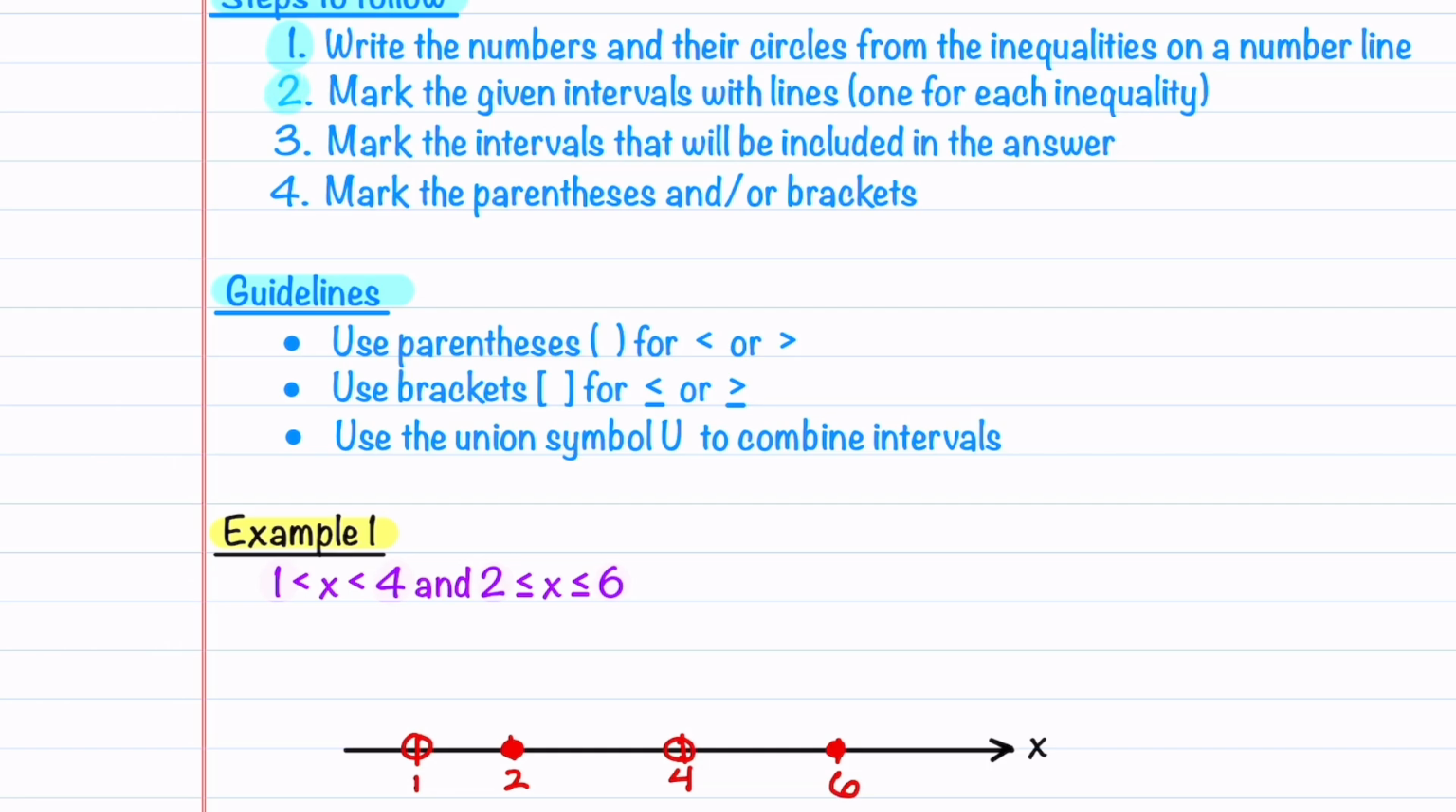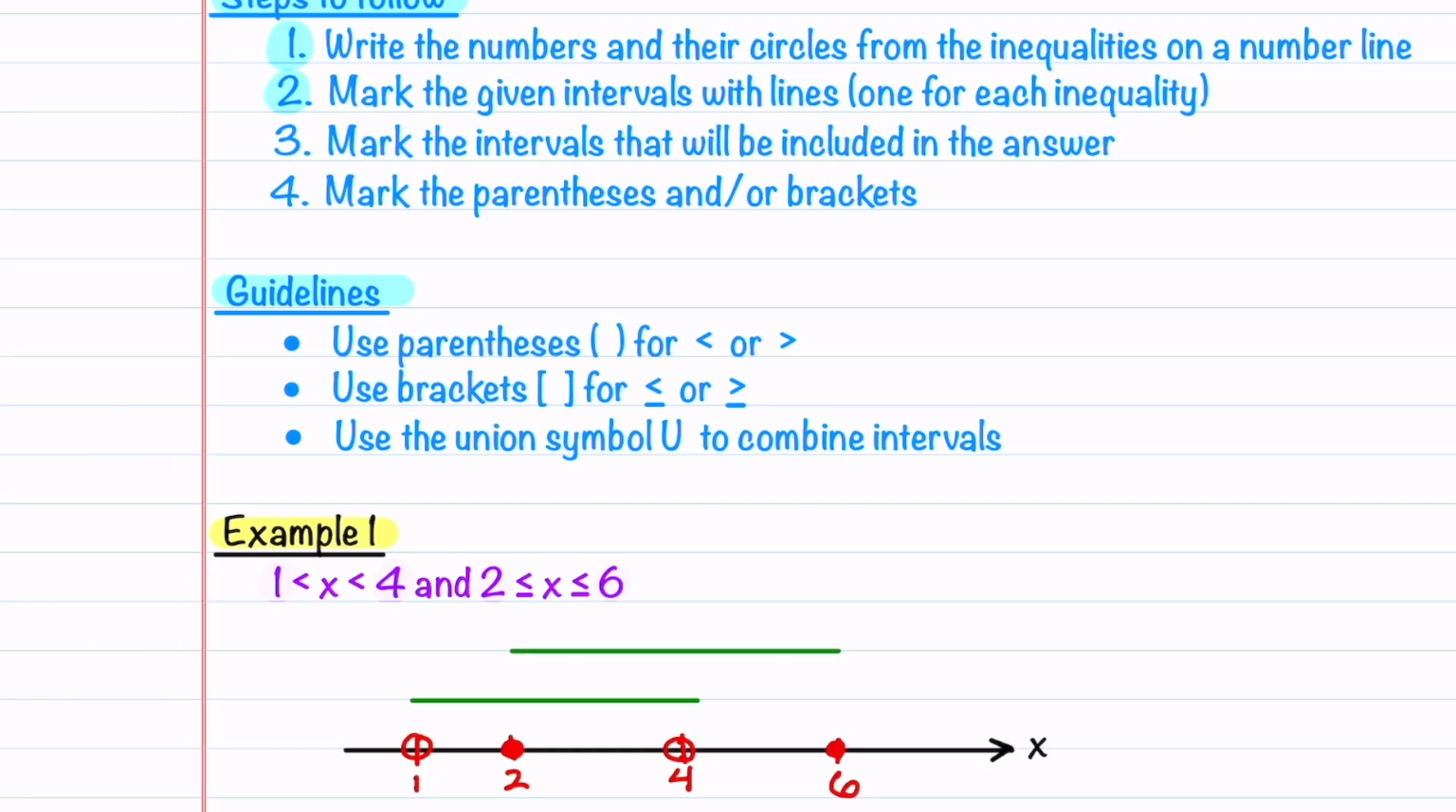The second step is to mark the given intervals with lines using one line for each inequality. To indicate that x is between 1 and 4, we'll draw a solid line starting at 1 and going to 4. To indicate that x is between 2 and 6, we'll draw another line and we'll start that line at 2 and end that line at 6.